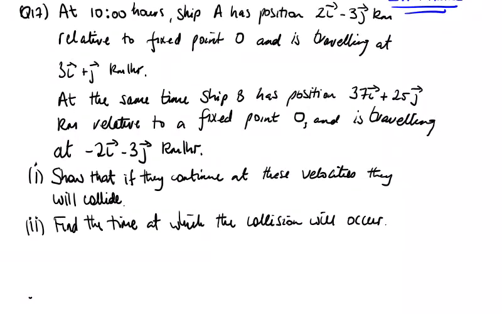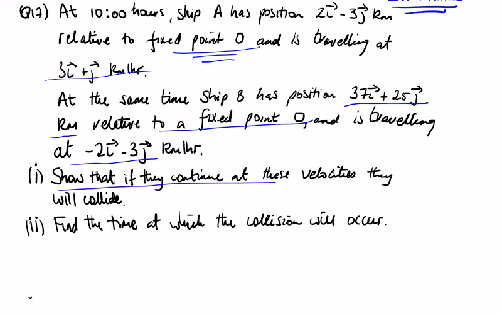Question 17, 10 hours or 1000 hours. Ship A is positioned 2I minus 3J kilometers relative to a fixed point O. So we just imagine this is the origin, traveling at 3I plus J kilometers an hour. At the same time, ship B has position 37I plus 25J kilometers relative to a fixed point O and is traveling at minus 2I minus 3J. So show if they continue at these velocities, they will collide, and find the time at which the collision will occur. Let's just do a sketch of these.